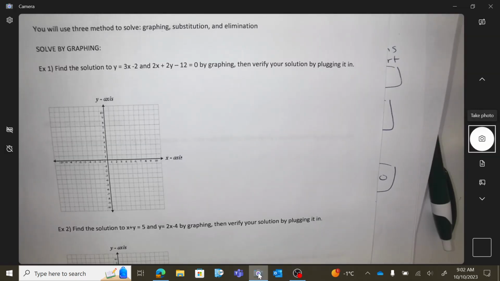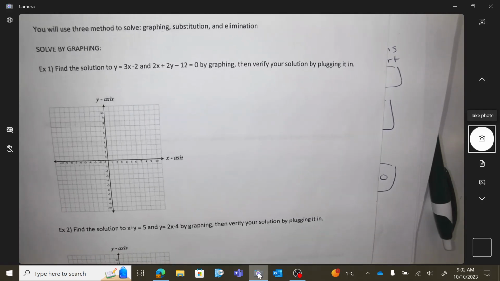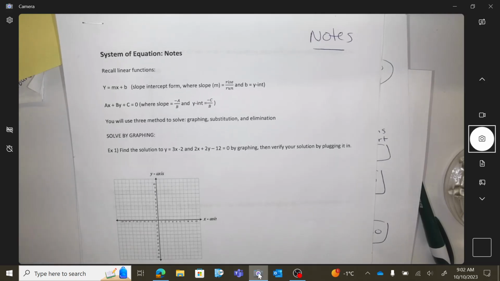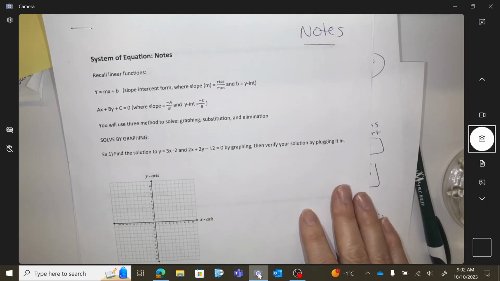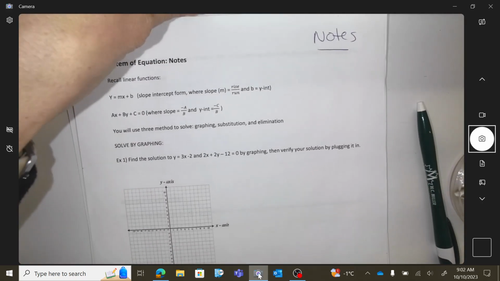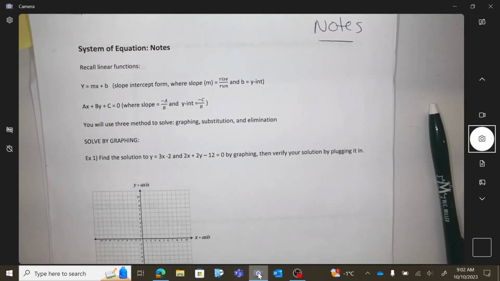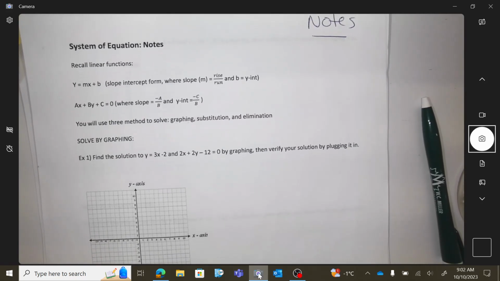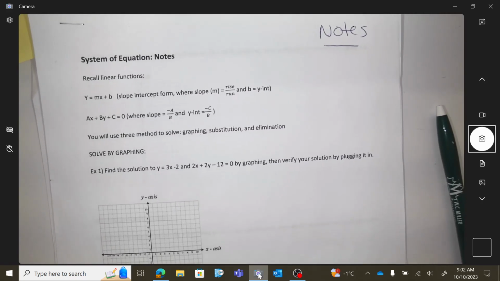The next thing that we're going to do is called a system of equations. So we're going to jump right into where we left off, which was graphing lines. And we're going to solve a system of two equations by graphing. All this stuff you are familiar with because we just did y equals mx plus b.